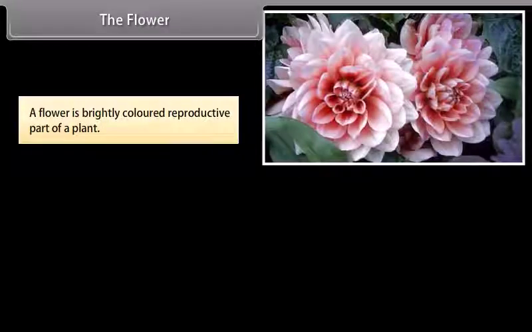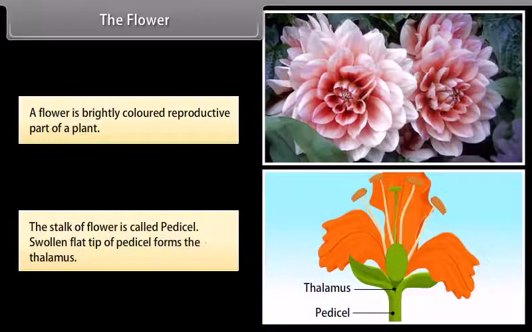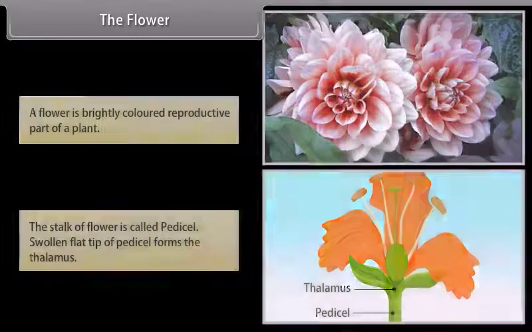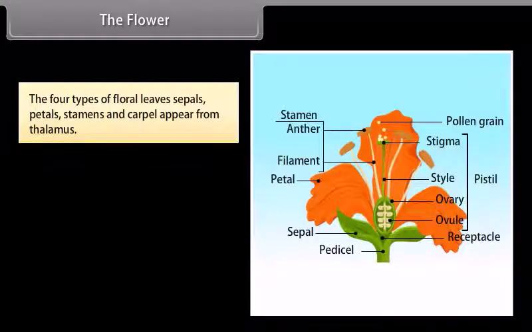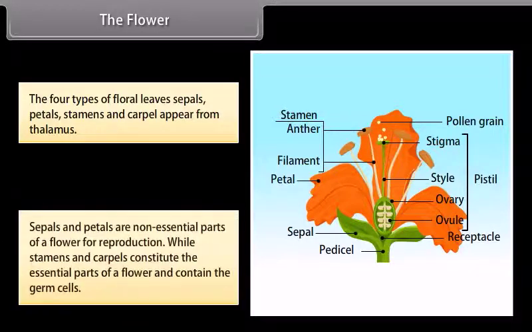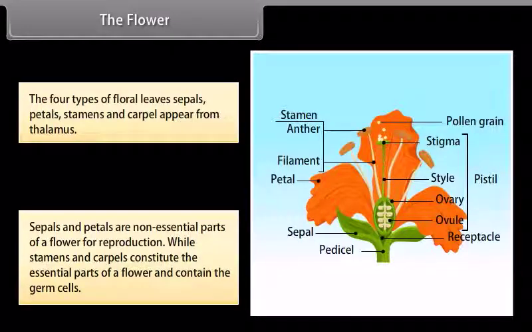The flower. A flower is a brightly colored reproductive part of a plant. The stalk of the flower is called pedicel. The swollen flat tip of the pedicel forms the thalamus. The four types of floral leaves, sepals, petals, stamens, and carpel, appear from the thalamus. Sepals and petals are non-essential parts of a flower for reproduction, while stamens and carpels constitute the essential parts of a flower and contain the germ cells.